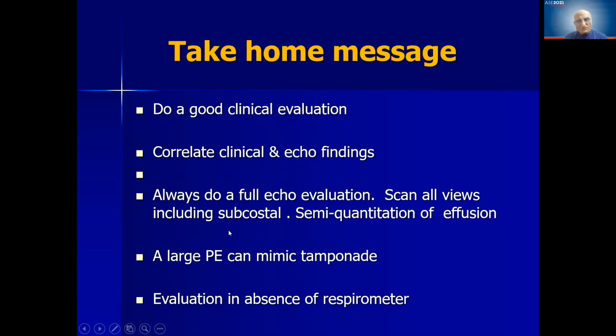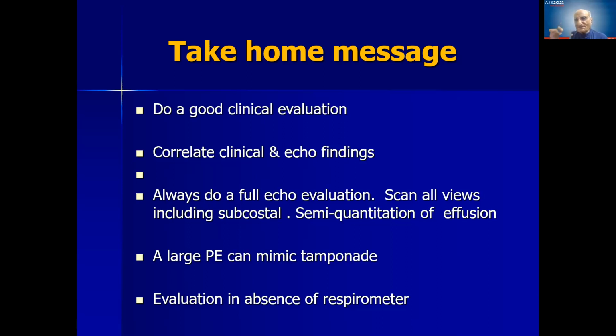Scan all views, including subcostal. The best views can be parasternal long axis, short axis, and the subcostal view, but sometimes you can see this collapse much better in the subcostal view. And you must get a semi-quantitation of the effusion. Remember, a large pericardial effusion can mimic tamponade. So when you see these findings, whether it is a large pericardial effusion or tamponade, we always write in our report, suggested pericardiocentesis on a priority basis.